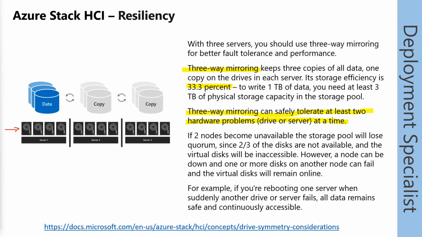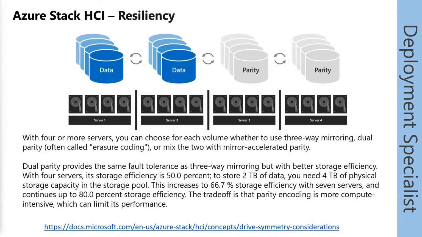In a 4-way configuration, and we have seen this previously, we can also have 5, 6, 7, 8 nodes, but with more nodes, we don't have an additional resiliency level here. With 4 servers, we have additionally the parity. The parity has the advantage that we have more storage efficiency. We have the same 3-way redundancy we have with the 3-way mirror. The disadvantage of parity is that the parity has to be calculated, so it has CPU impact.